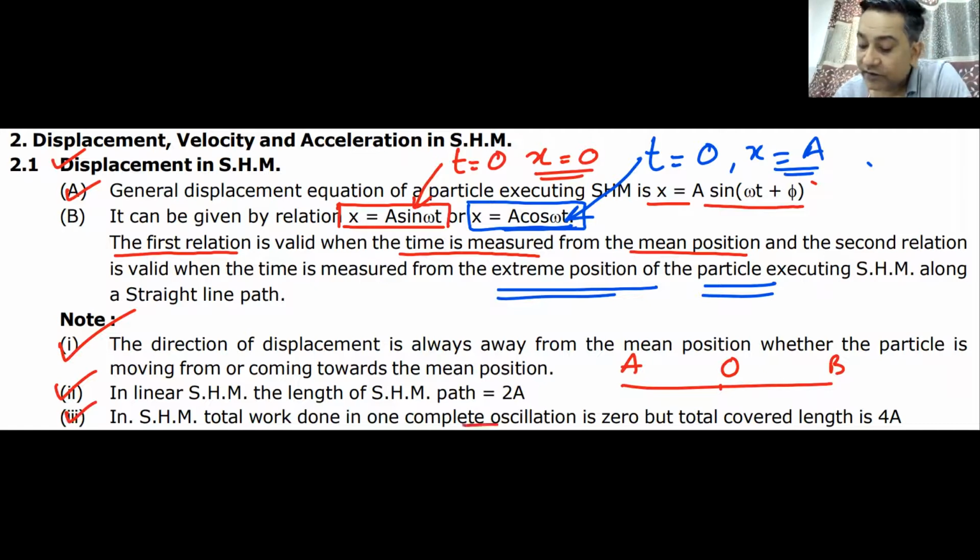Total work done in one complete oscillation is 0, but the total path covered, it will go from O to B, B to O, O to A, and A to O, that will complete one oscillation. The total length of the path will be 4A. Do we understand this? Yes or no?